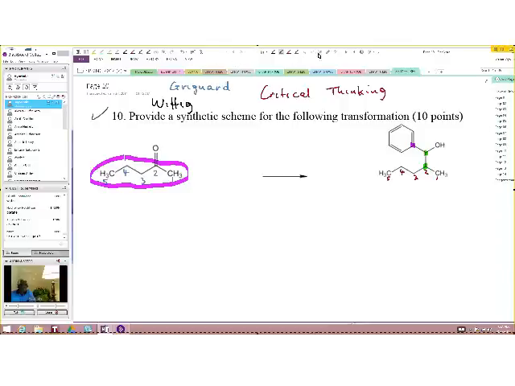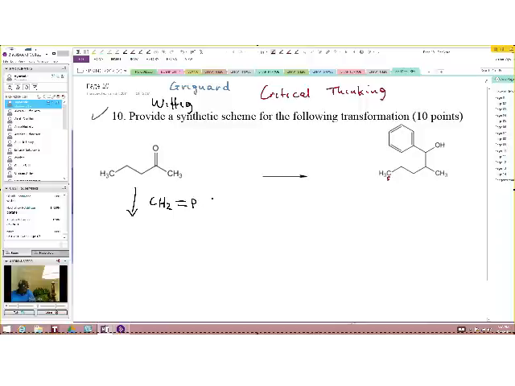Okay, so what do I do? I come here, I say, what is the sequence that I want to do here? Perhaps I want to use my Wittig first. So Wittig. I use my Wittig. In other words, I want to form a new carbon-carbon bond here. And that will give me this.